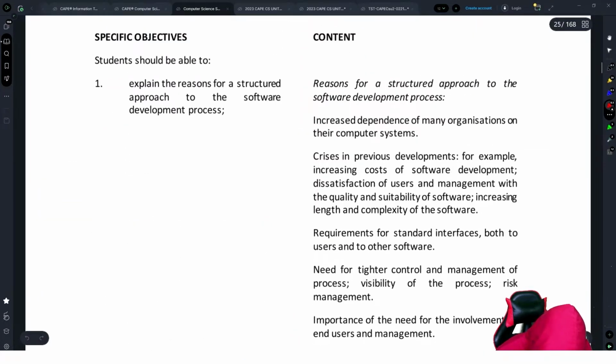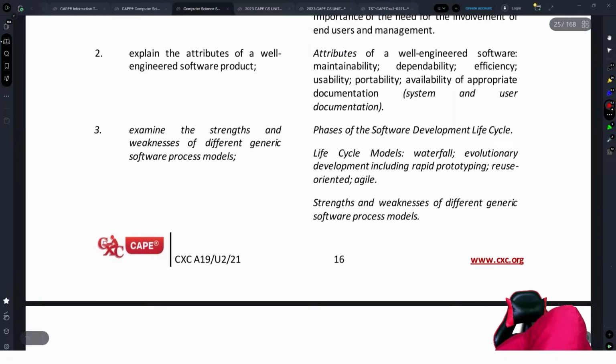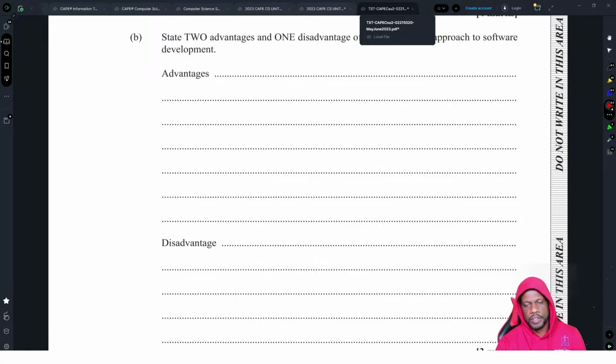SDLC. Okay, so that's this module here. Waterfall, evolutionary development, including rapid prototyping. Oh, right. Okay. So they have evolutionary, including rapid prototyping. Basically, I'll teach rapid prototyping because that's probably the one you wanted to do. But rapid prototyping is a type of evolutionary. So let's just get that clear, right?